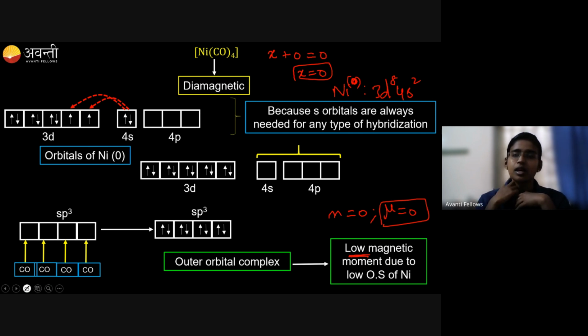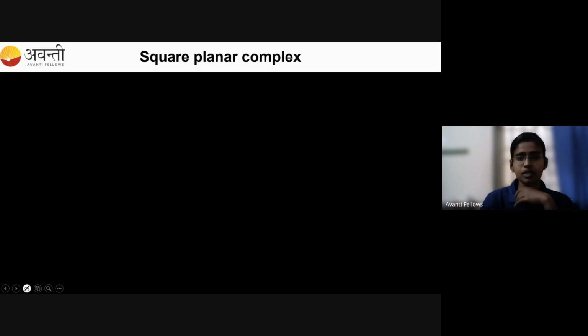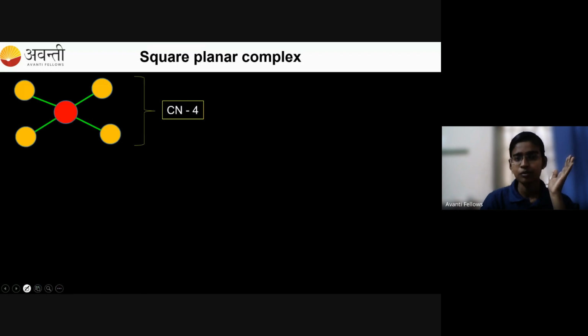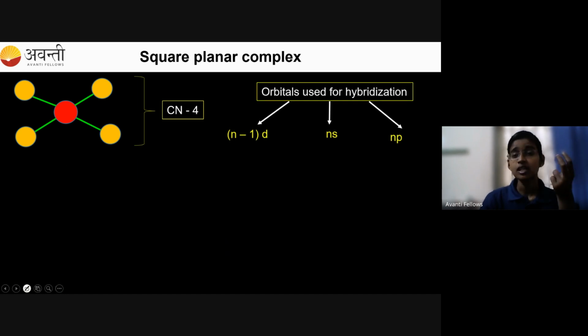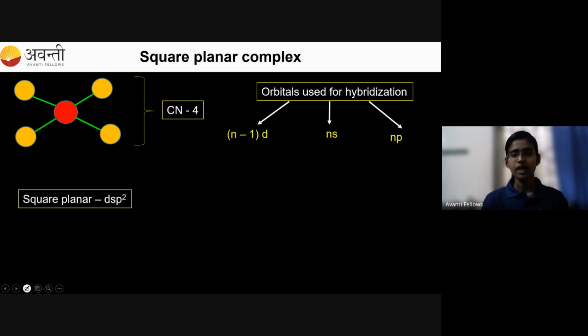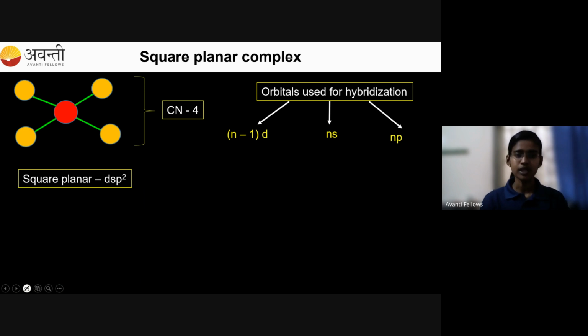Okay. And thirdly, I'll move on to square planar complex. Thirdly, for square planar complex, the coordination number is going to be 4 again. But in square planar system, the metal will use n-1 d orbital for hybridization. In tetrahedral, only 4s and 4p orbital. But in case of square planar, the metal uses d orbital. Which d orbital? Inner d orbital. So the hybridization would be dsp2. Okay. So we'll discuss this in detail with an example.